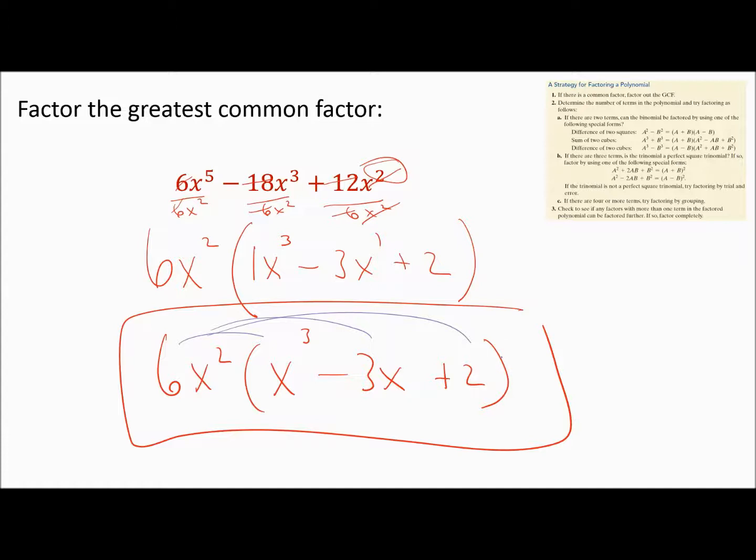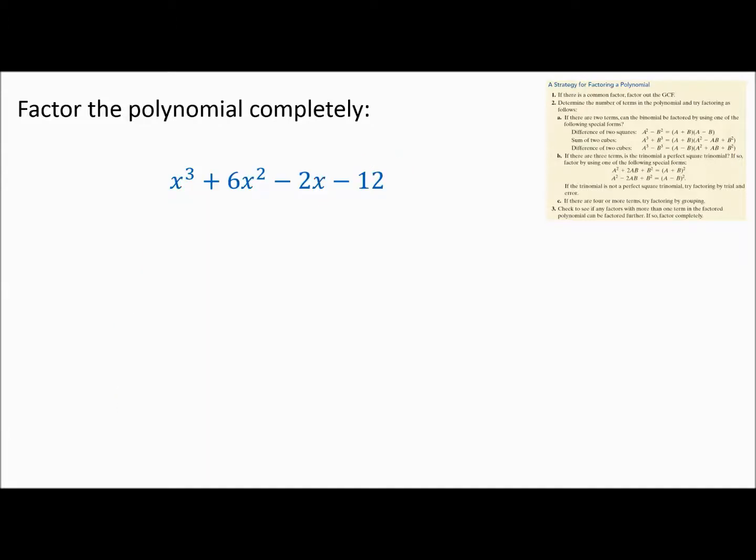Now, if this said factor completely, what we would do is we would attempt to see if this part would factor. Now, I intentionally gave you a problem where what's in the parentheses does not factor further, but that would be the next step.